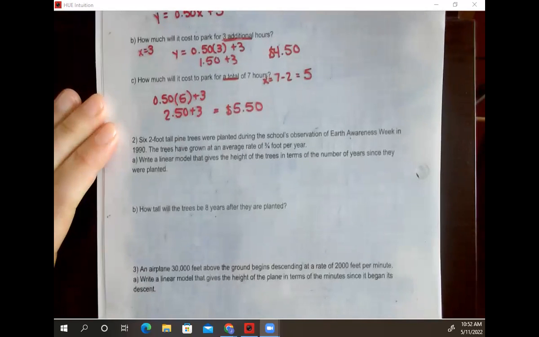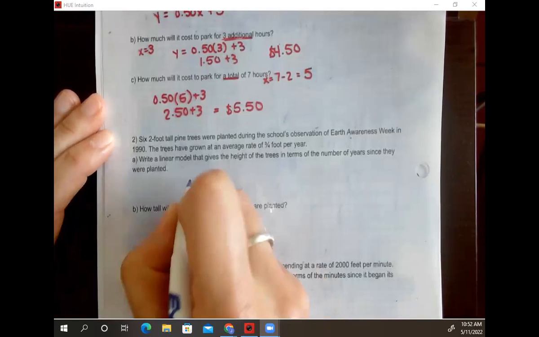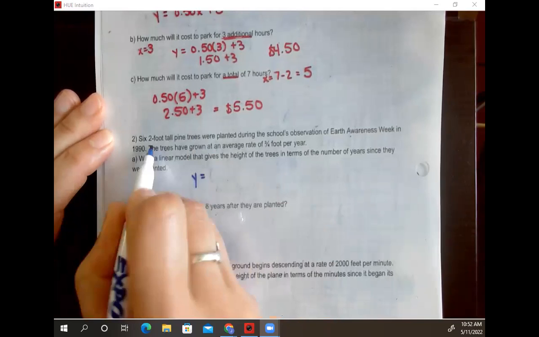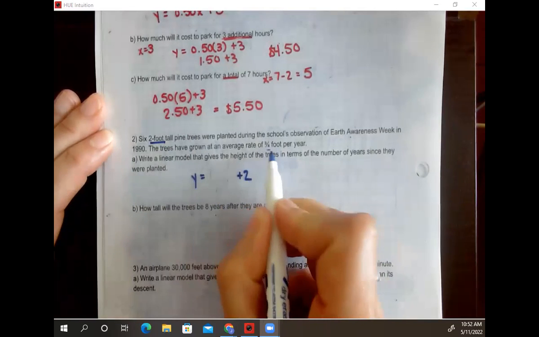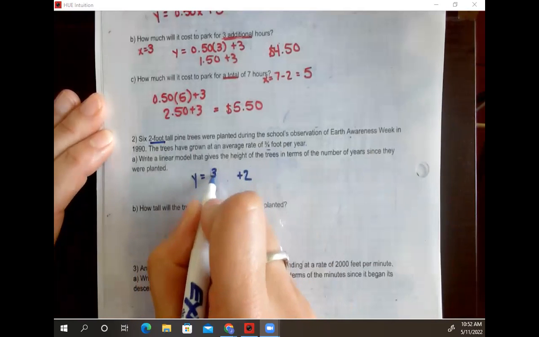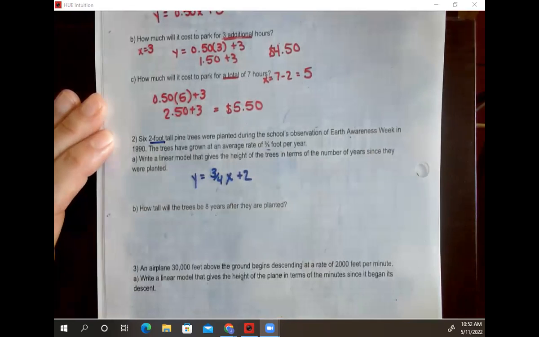Number 2, 6 2-foot-tall pine trees were planted during the school's observation of Earth Awareness Week in 1990. The trees have grown at an average rate of 3/4 foot per year. Write a linear model that gives the height of the trees in terms of number of years since they were planted. So we know we started at 2 feet tall, and then we're growing at 3/4 of a foot per year. So there would be our model.